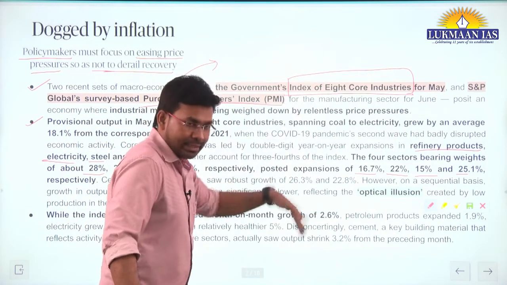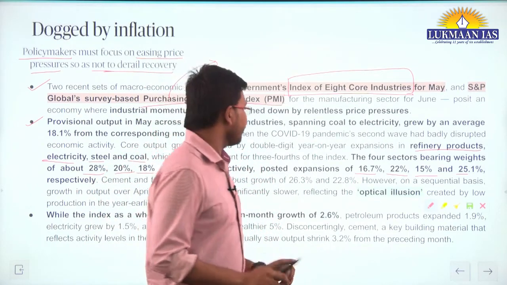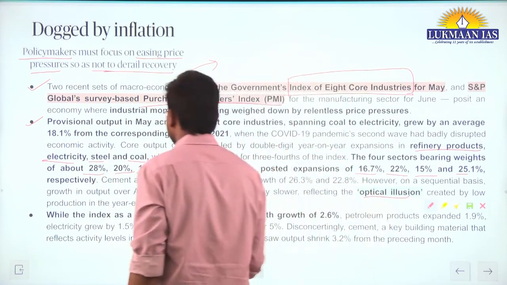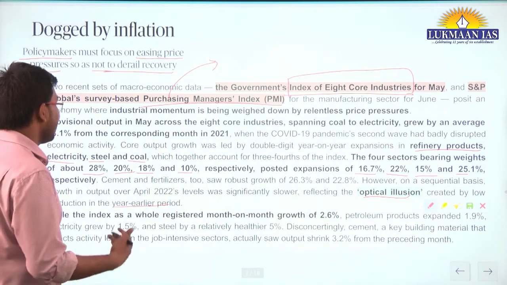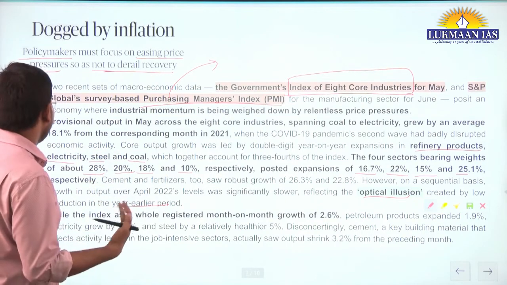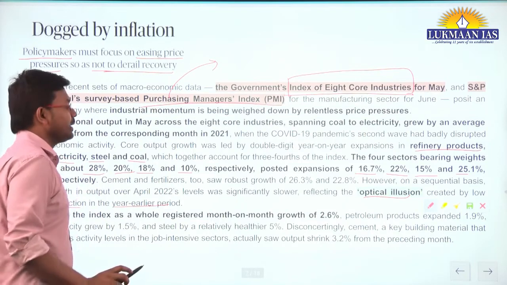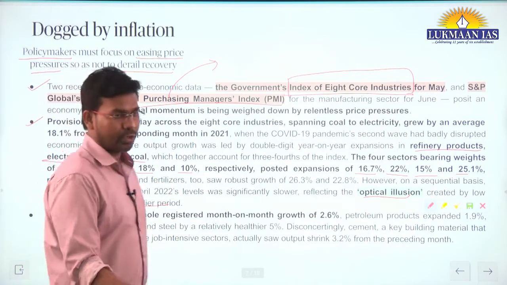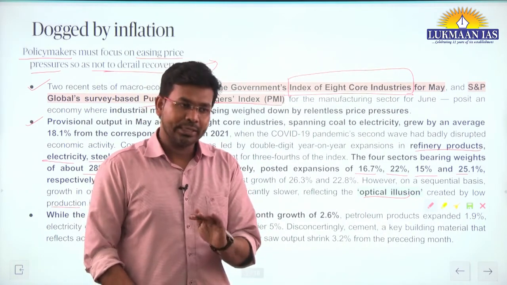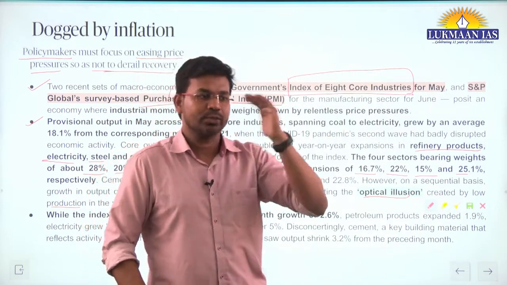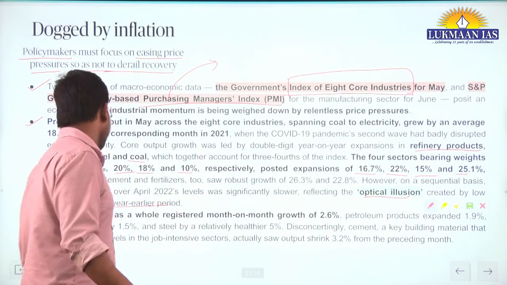Apart from this, these data highlight that there was an optical illusion because of high productivity that was reflected in the last year. Last year, we had a low level of production that has caused the optical illusion. Optical illusion means now people are concerned about whether the economy is going to progress or go into a recessionary phase. So people are very much apprehensive about this.